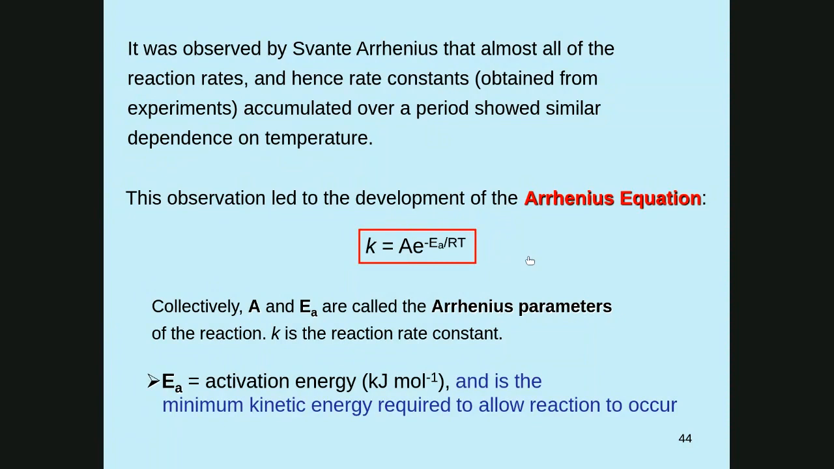So the aim of kinetic studies that consider temperature dependence is to find the values of the Arrhenius parameters A and EA for a given reaction.